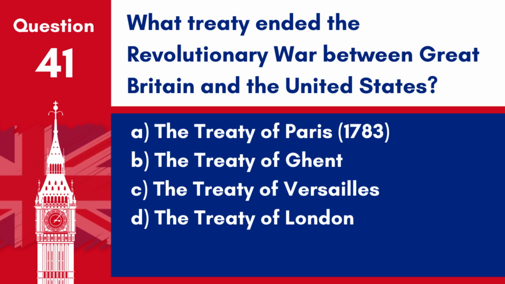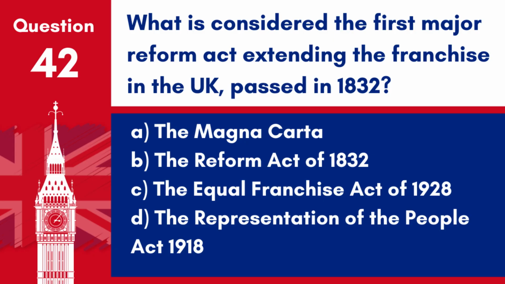Question 41. What treaty ended the Revolutionary War between Great Britain and the United States? A. The Treaty of Paris, 1783. B. The Treaty of Ghent. C. The Treaty of Versailles. D. The Treaty of London. Answer. A. The Treaty of Paris, 1783. The Treaty of Paris in 1783 officially ended the Revolutionary War, recognizing the independence of the United States from Great Britain.